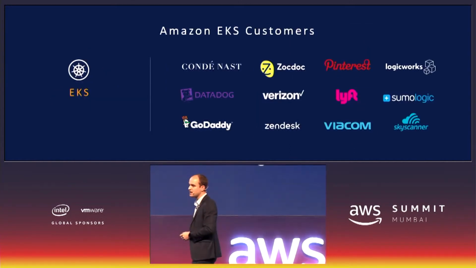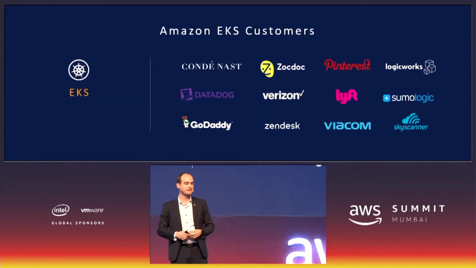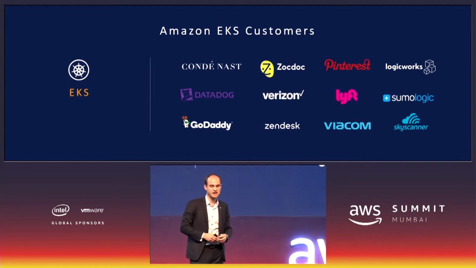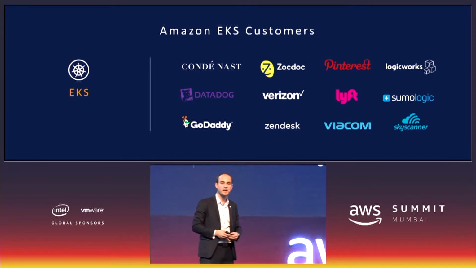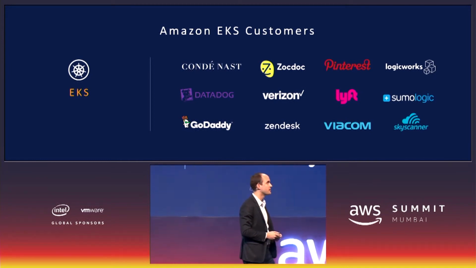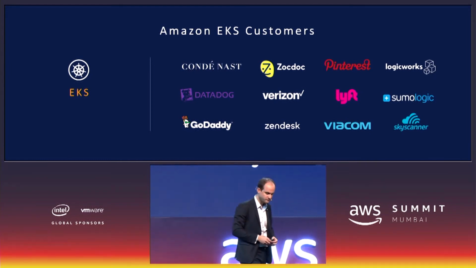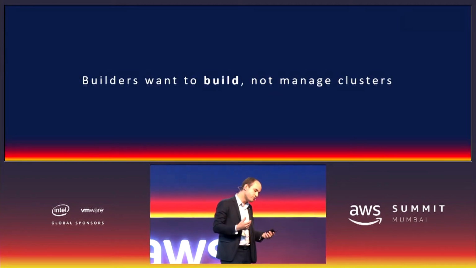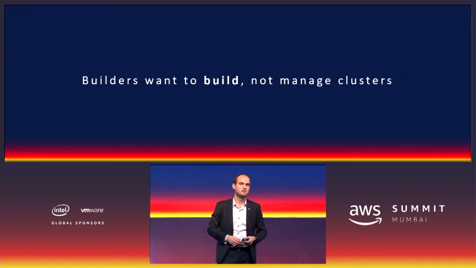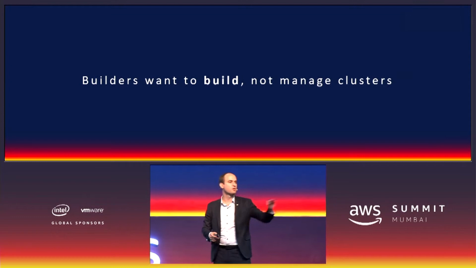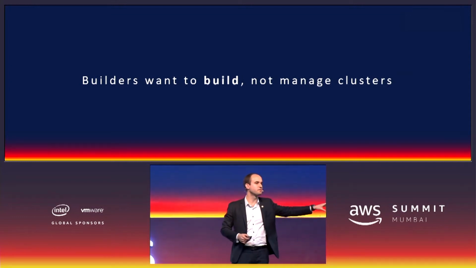And a lot of our customers said, well, that's great, thank you for that. We immediately want to use EKS. Companies like Pinterest, LogicWorks, Sumo Logic, GoDaddy are now running Kubernetes workloads fully managed in AWS. And so if we're builders, I'd say, you know, we want to build. We don't want to manage clusters. We said, could we take it one step further? Let's take it one step further.